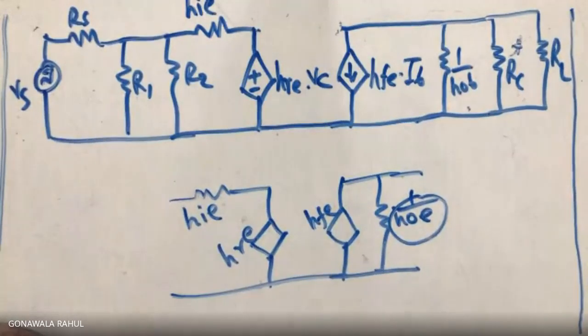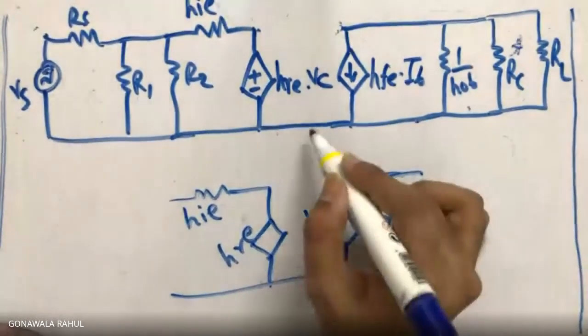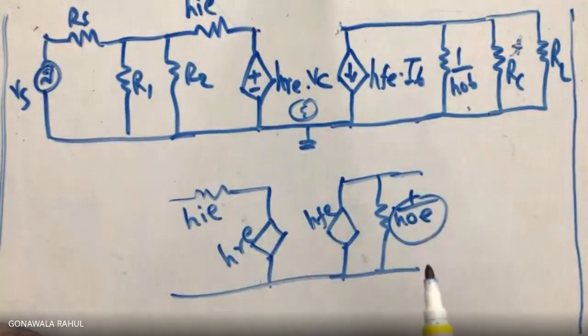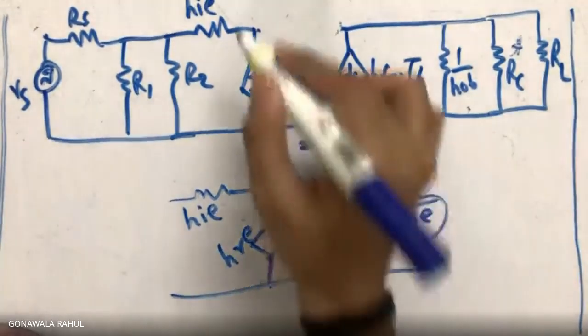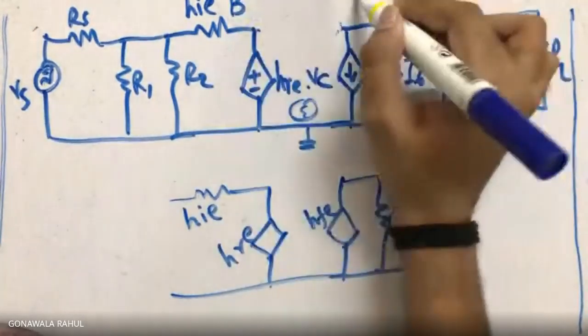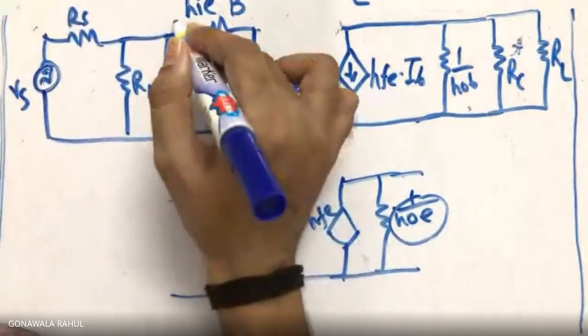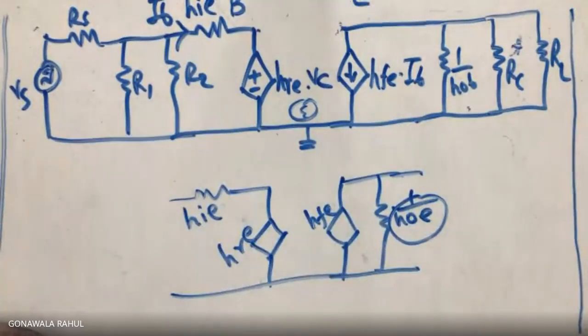Clear? This is my emitter terminal which is grounded. This is my base terminal, this is my collector terminal. Clear? The current flowing through these will be IB. So this is the thing.